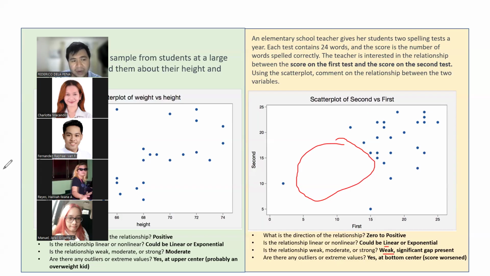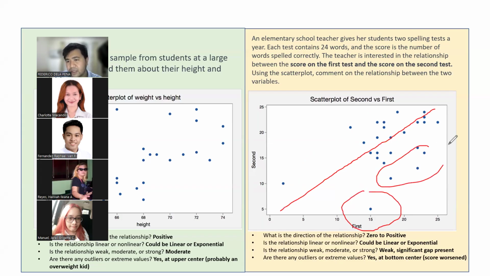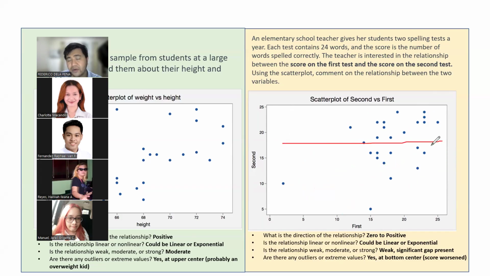And then again, outliers would be subjective, right? If you're trying to define a positive linear relationship, then probably the outliers would be this one, and even this one. However, if you're trying to define a flat relationship, probably these ones would be the outliers, right?